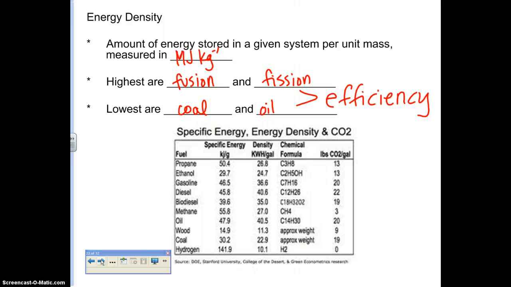Okay, energy density. Energy density is measured in megajoules per kilogram. And the highest players here for energy density, the most dense, are going to be fusion and fission, and then the lowest are going to be coal and oil. So here this chart shows you an example of some different energy densities.